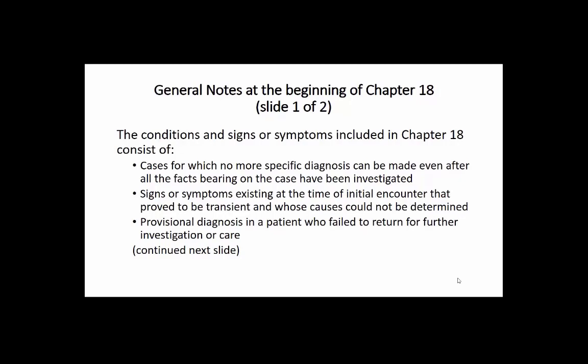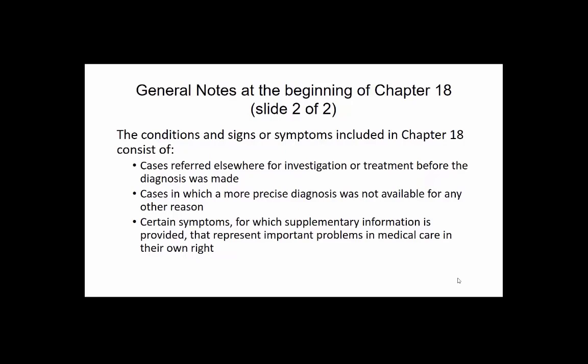The third bullet point, provisional diagnosis in a patient who failed to return for further investigation or care. Some appointments were made for follow-up investigation by the physician, but the patient never came back. So the only thing you can really code would be the signs or symptoms.